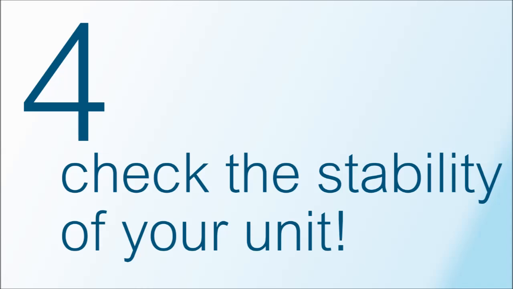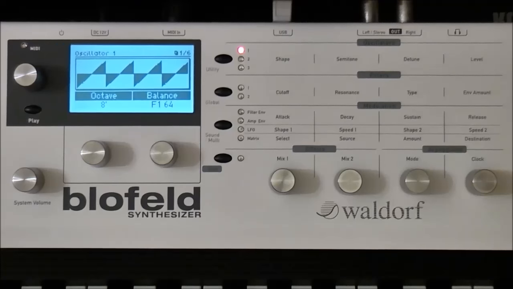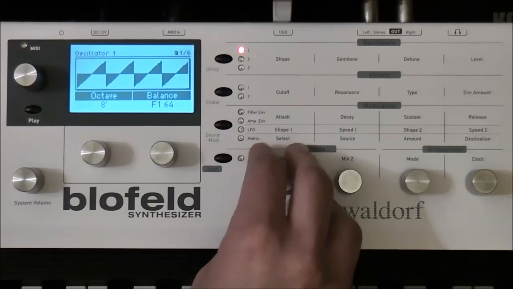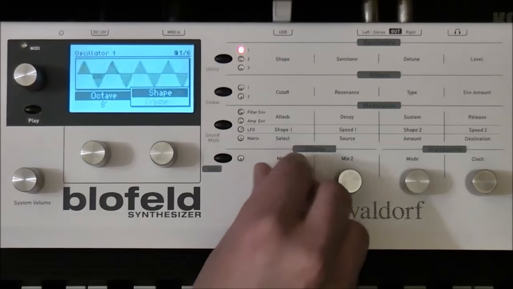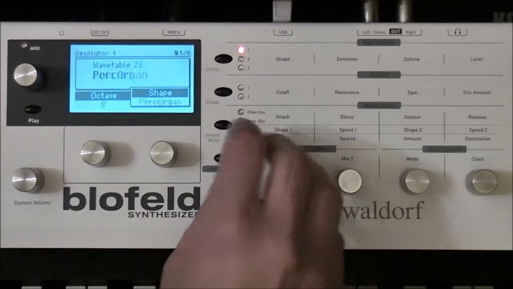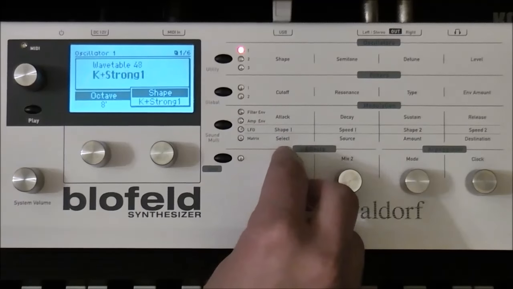4. Check the stability of your unit. I found a simple trick to check whether your Blofeld is stable or not. First, make sure that you have the latest operating system, 1.22, installed. Then, create a new patch and select a Karplus-Strong wavetable for oscillator 1, like 48, 49 or 50.